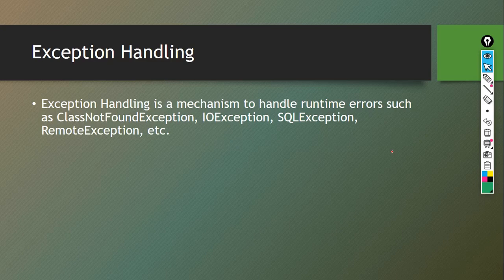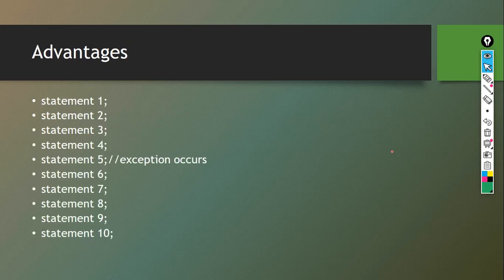So what is exception handling? Exception handling is nothing but a mechanism that can handle these kinds of errors like class not found exception, IO exception, SQL exception, remote exception, and also arithmetic exception, array index out of bound exception, string index out of bound exception, and all these kinds of exceptions. So what are the advantages of exception handling?